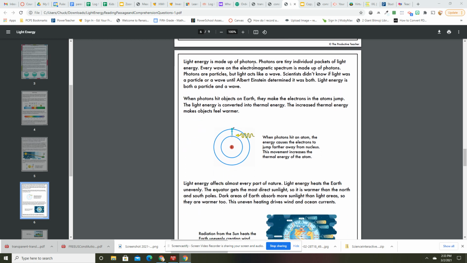Light energy is made up of photons. Photons are tiny individual packets of light energy. Every wave on the electromagnetic spectrum is made up of photons. Photons are particles, but light acts like a wave. Scientists didn't know if light was a particle or a wave until Albert Einstein determined it was both. Light energy is both a particle and a wave. When photons hit objects on Earth, they make the electrons in the atoms jump. The light energy is converted into thermal energy. The increased thermal energy makes objects feel warmer.